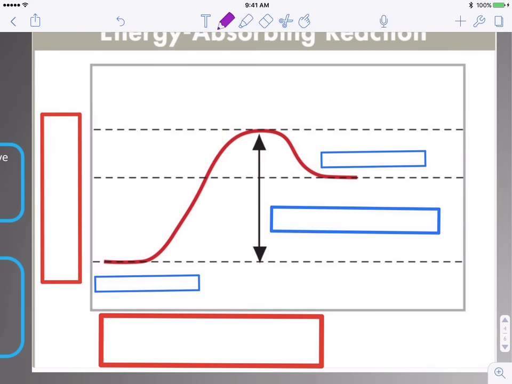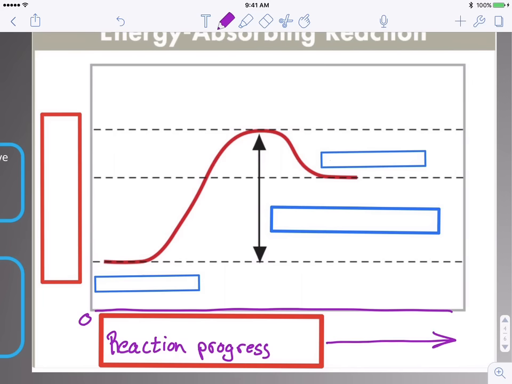So the bottom axis, all right, our x-axis right here, we refer to this, right, the title for this is going to be reaction progress. And of course, this starts at time 0, okay? And the reaction progress just continues that way. And what we're going to be labeling our y-axis is free energy.